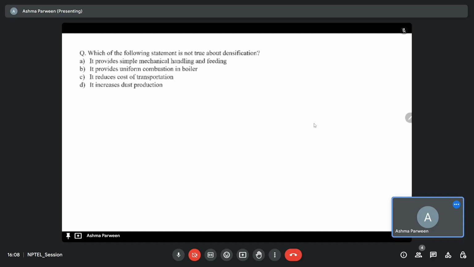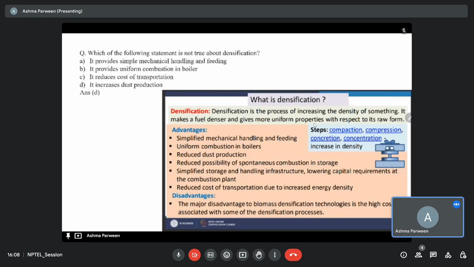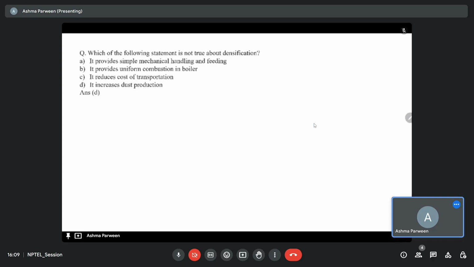So let's see which is the correct answer. So D is the correct answer, as we can see from this slide. Densification reduces the dust production.